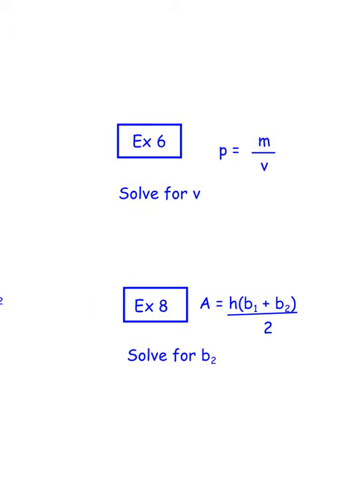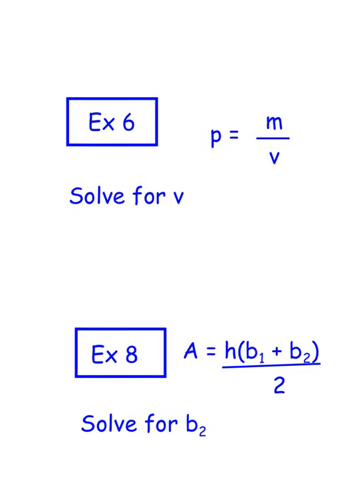So on example 6, it's the exact same formula, except now I want to solve for V, which is on the bottom. And so this is going to be the one we're solving for. So I'm going to rewrite this as P equals M over V. And on these, when the variable you want is in the bottom, we're going to start by getting that out of the bottom. And I'm going to multiply by that on both sides.